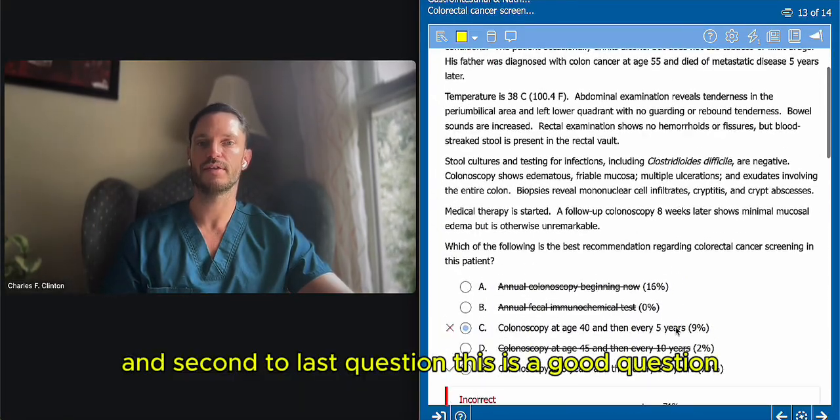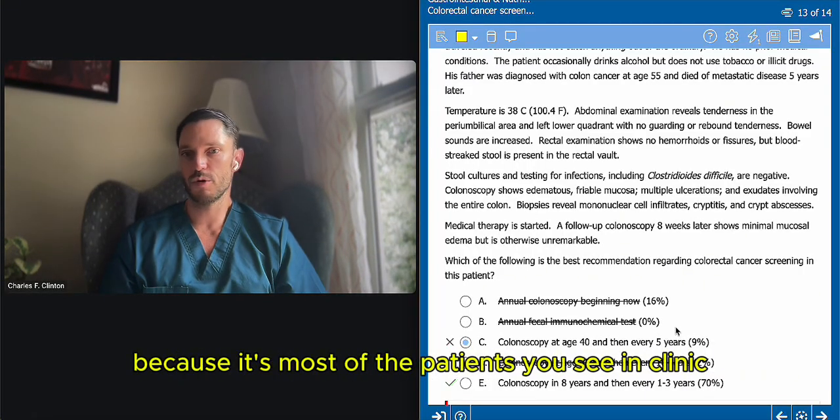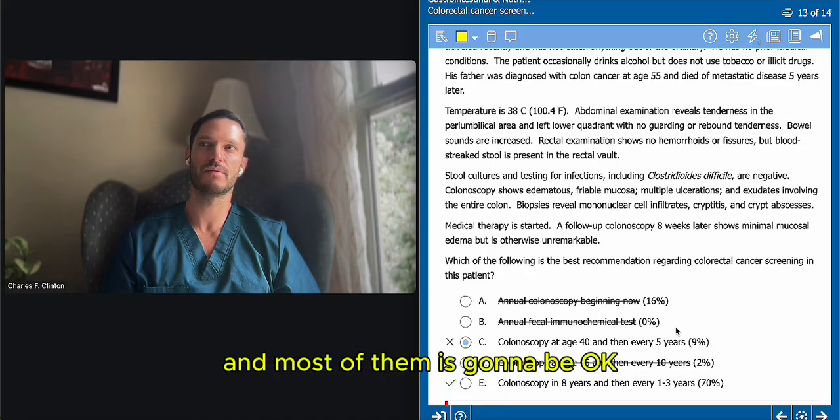And second to last question, this is a good question. I almost always get these colonoscopy screening questions incorrect, because most of the patients you see in clinic are pretty straightforward, right? Most of them is going to be, okay, colonoscopy every 10 years.